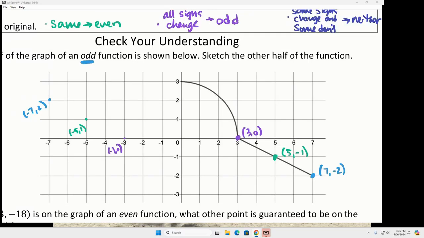All right, and then we have a whole bunch of fractional points, and then we get to the point 0, 3. So that means we should also have 0, -3. And then we're just going to connect those in a similar shape. So this is a line segment, so that's pretty easy.